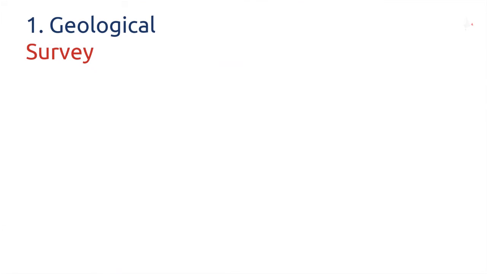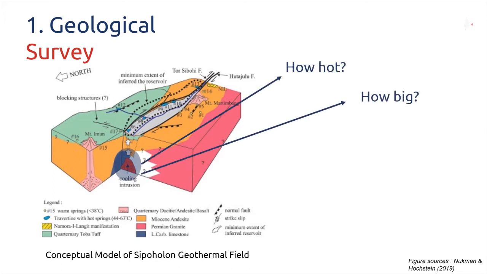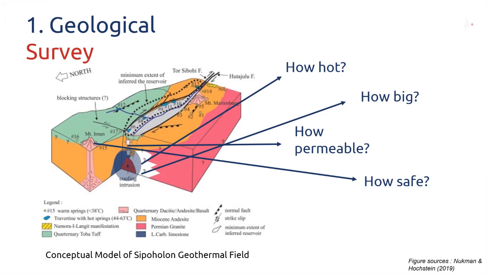This data could be used to create the preliminary conceptual model of the geothermal system. They can give initial estimated answers to some questions, such as how hot the subsurface temperature is, how big the resource is, how big the permeability is according to the surface lithology, and is it safe enough according to the volcanism history?